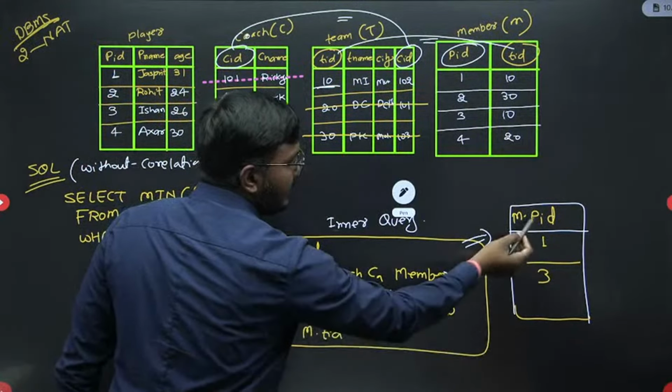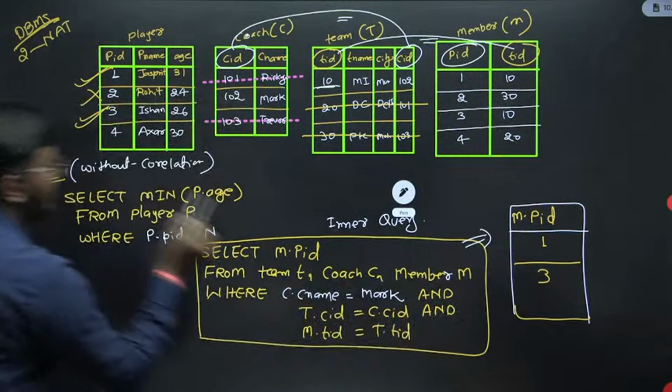Similarly, the third one has 3, Ishan and 26. So this 3 is our PID. Check, is this PID in this set? Yes, so select this record. Similarly, the last one is 4. 4 is not in this set, so simply reject this record.